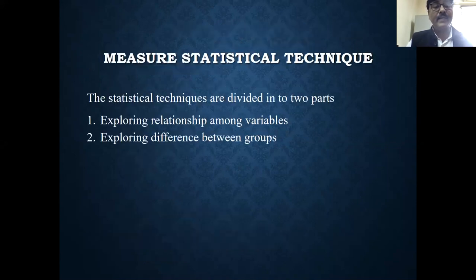In statistics, if you see the statistical techniques, they are divided into two parts only. For example, if you frame your questionnaire and it contains 10 or 20 questions, each and every question is a variable. Each question will be measured on some scale of measurement, which is an interval scale, ratio or continuous scale, or a nominal or ordinal scale. If you have 10 or 20 variables, generally we go step by step.